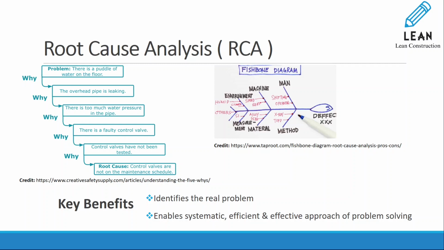Root cause analysis offers several advantages, such as identifying the real problem rather than just addressing the surface issue. Often, the problem we observe is not a real problem, but just the tip of the iceberg. However, by applying root cause analysis techniques such as 5 whys and fishbone diagrams, we can identify the root cause of the issue and find efficient and effective solutions. Other tools such as A3 problem solving can also prove to be useful in this regard.